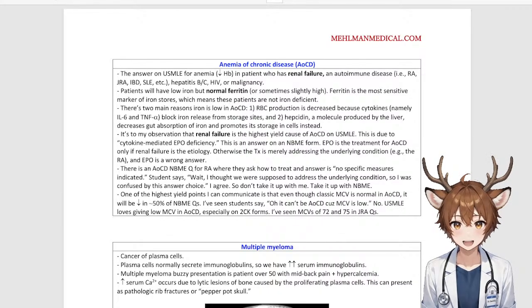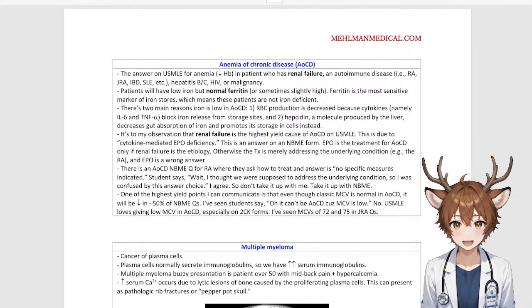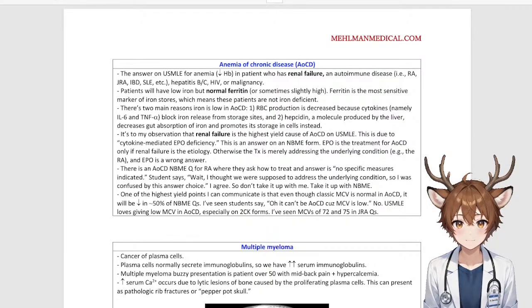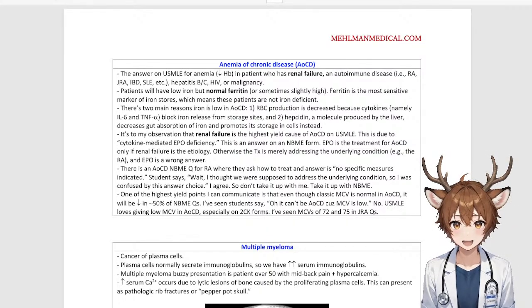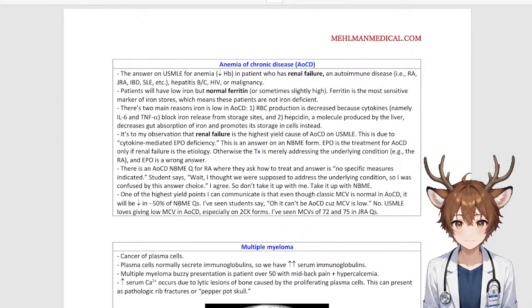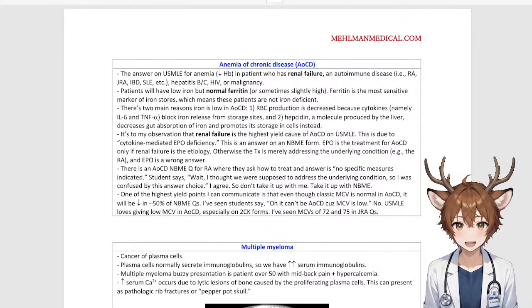There are two main reasons iron is low in AOCD. One, RBC production is decreased because cytokines, namely IL-6 and TNF-alpha, block iron release from the storage sites. And two, hepcidin, a molecule produced by the liver, decreases gut absorption of iron and promotes its storage in cells instead.